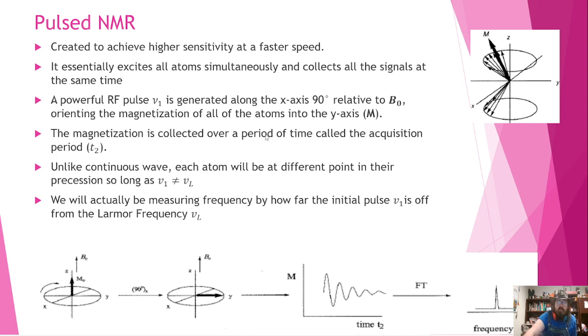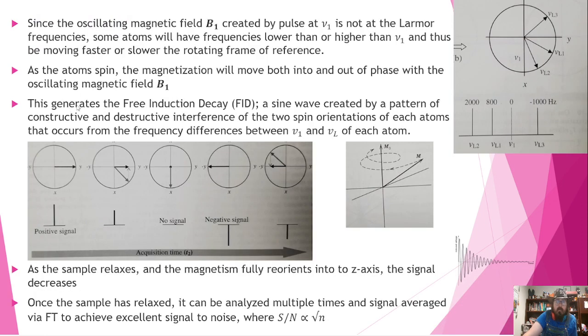Now there's going to be some time period where we're going to have to let them go back. Sorry. We're going to have to let them essentially reset themselves before we can acquire again. So atoms are going to be at different points in the precession, so there's lots of things we have to deal with. But okay. Since the oscillating field would create a pulse V1 out of the Larmor frequencies, some atoms will have frequencies lower or higher than their V1, and thus they'll be moving faster or slower.